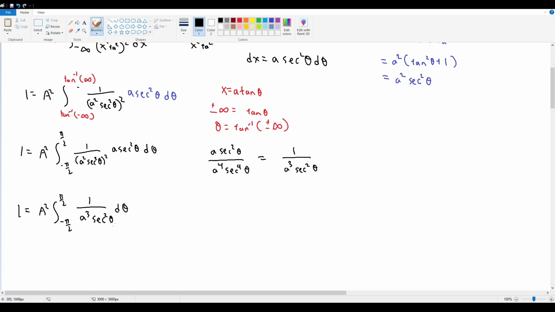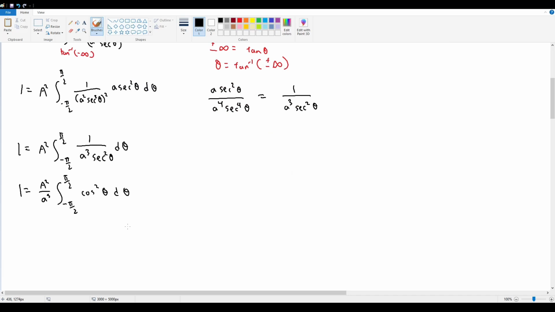Now keep in mind that cosine is just 1 over secant, and secant is 1 over cosine. Secant and cosine are reciprocals of one another. So 1 is equal to A squared over a cubed times the integral from negative pi over 2 to positive pi over 2 of cosine squared theta d theta. And at that point, we can just solve this using the double angle formula, right? So we know that, for example, cosine of 2x is equal to 2 cosine squared x minus 1, in which case cosine squared of x is going to equal one half of cosine 2x plus 1.